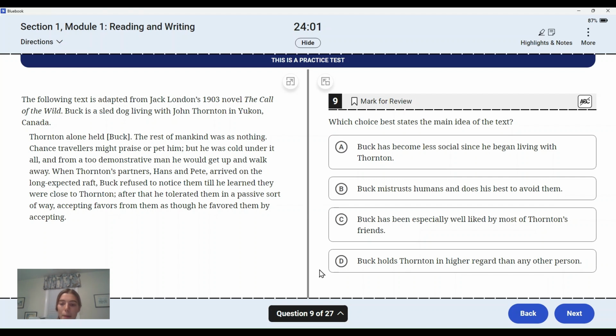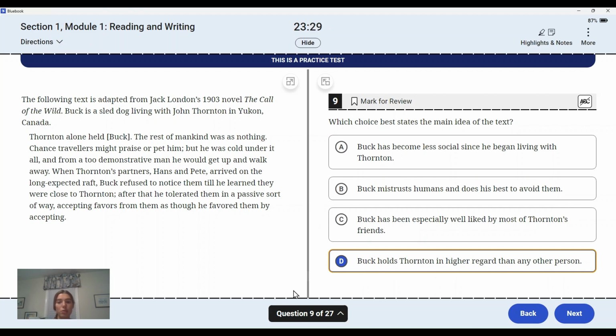Choice D, Buck holds Thornton in higher regard than any other person. Well, this really definitely seems to indicate what we're looking for. It talks about how Buck is really Thornton's dog and how he obeys what he wants and all of his commands. So this is definitely the choice we're going for. You can kind of see how in this type of problem, I went through all the choices and recognized that they were too specific.